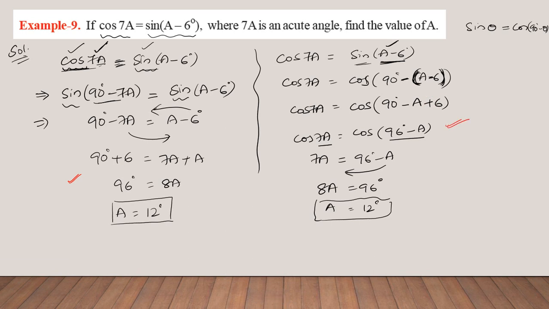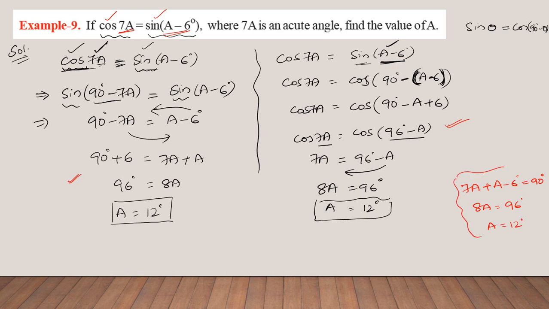Okay, and one more thing, when this particular question is asked for bits, don't go for these hefty steps, right? Just simply go on with it. Since cos and sin are complement to each other, simply take those angles. What are the angles? Here the angle is 7a and here the angle is a minus 6. Just add those two angles and make it equal to 90 degrees. So from this 8a is equal to 96 degrees, a is equal to 12 degrees.